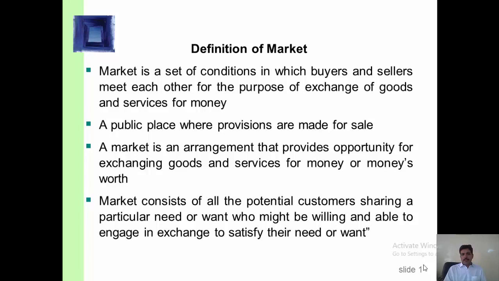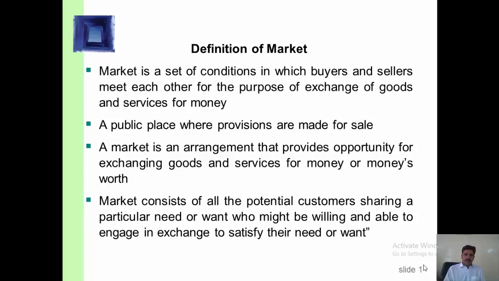Market is a set of conditions in which buyers and sellers meet each other for the purpose of exchange of goods and services for money. So this means that market is a set of conditions, a situation, a place, a provision in which we see that different buyers and sellers are present, and their aim is to exchange goods and services for money. So it means that it is a public place where provisions are made for sale.